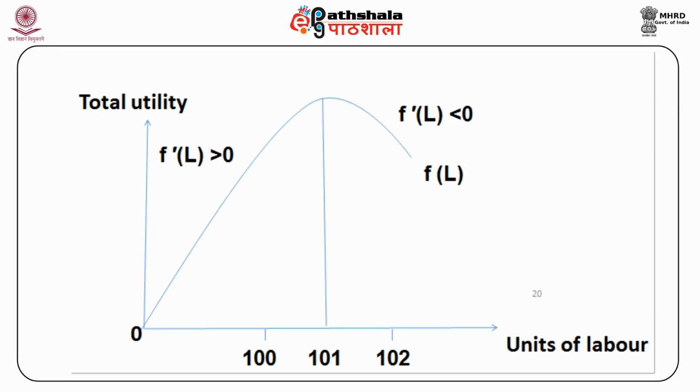We can impose increasing productivity by requiring the condition F'(L) is greater than 0. We can impose diminishing marginal productivity by requiring the condition F''(L) is less than 0.